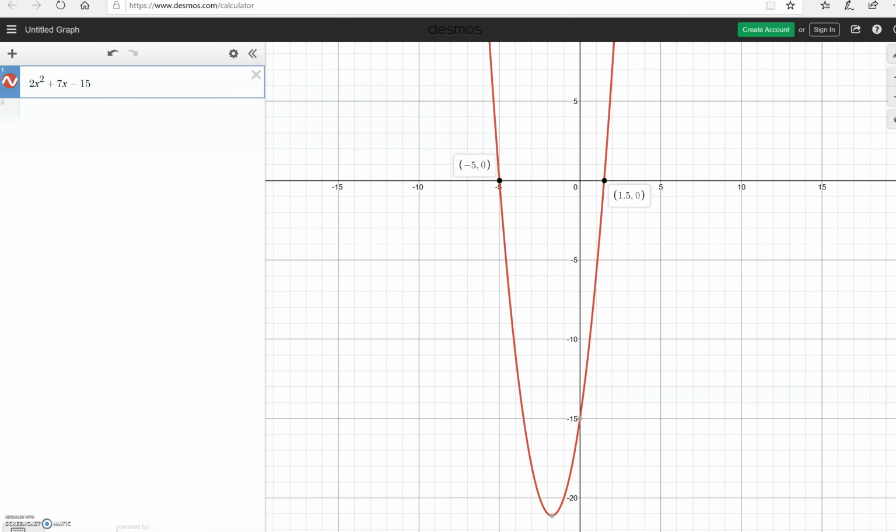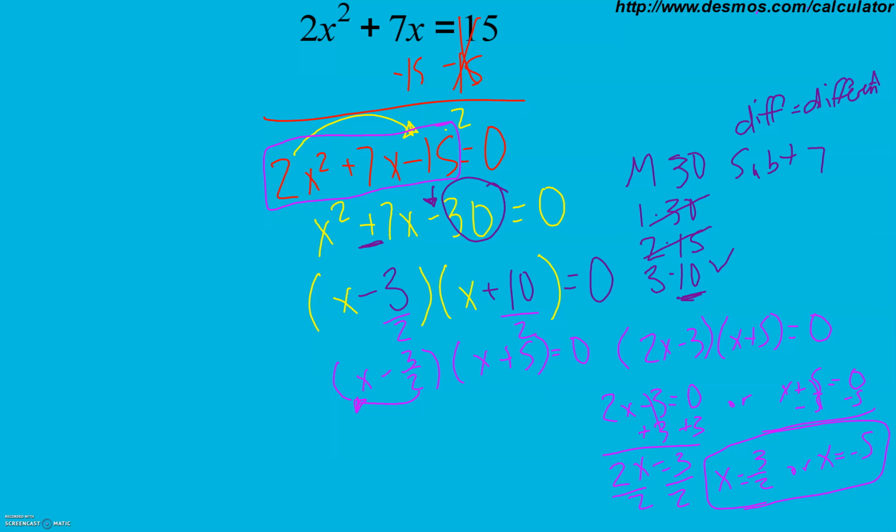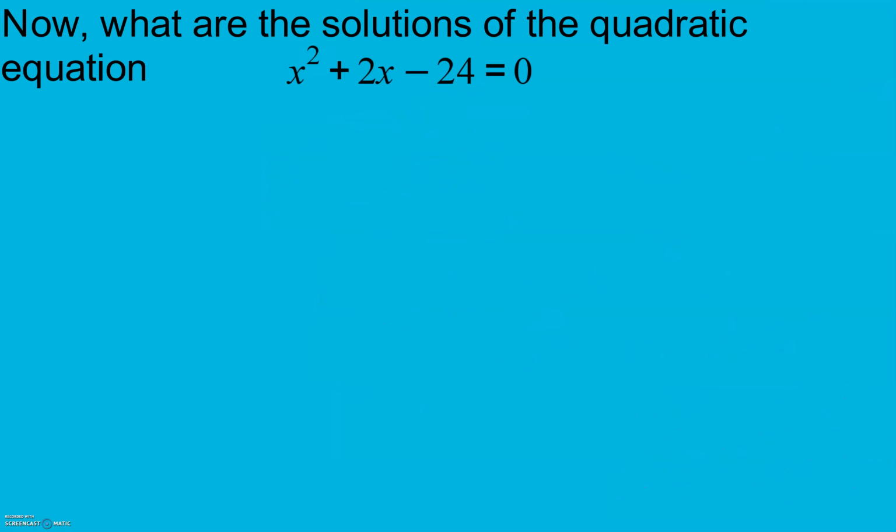So here x equals 1.5 or 3 halves, and x equals negative 5 would be our solutions. And those match the solutions we got when we solved using the zero product property. Now feel free to pause here and give this a try.